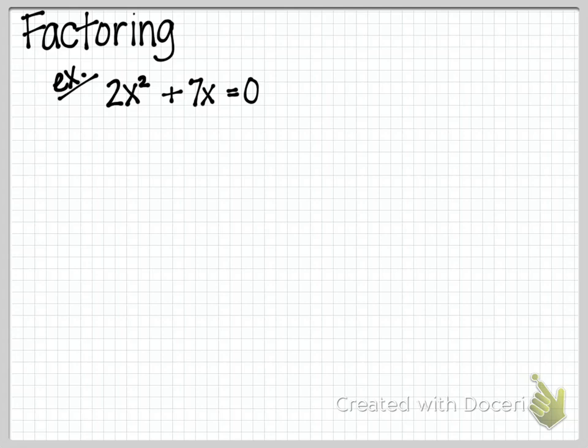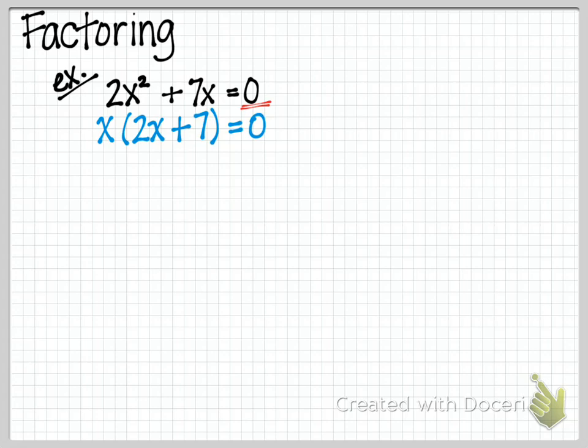I can see that it's a quadratic because it's a second-degree polynomial with just one variable, and it's in standard form because it equals 0. Once I know that it's in standard form, and that's absolutely imperative for doing factoring, it has to equal 0, I now factor the left-hand side. I see that both of those terms have an x, so I factor out the x.